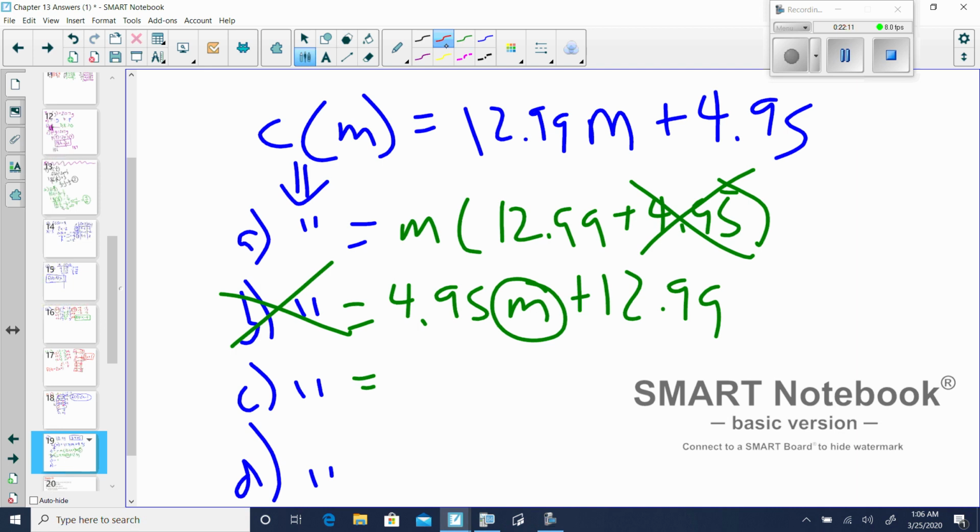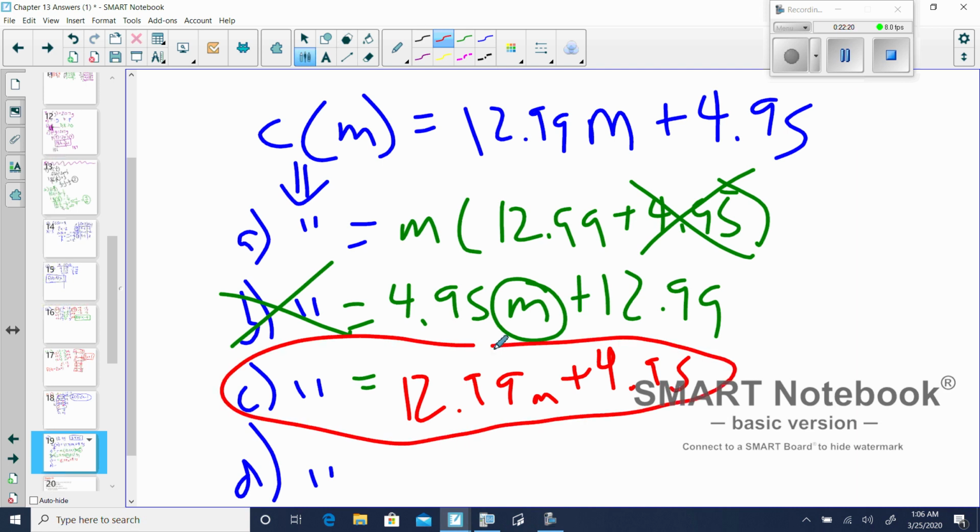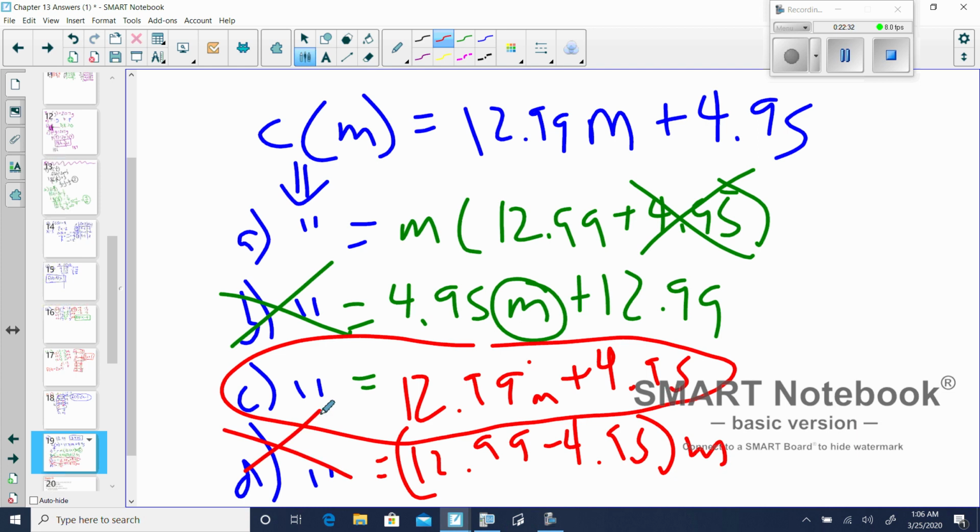We take a look at C, we get $12.99M plus $4.95. Hey, that's what we're looking for. So our winning answer is C. Why is D wrong? Because here, they give us $12.99 minus $4.95, which makes absolutely no sense at all. It's absolutely ridiculous. You're talking about shipping. They're not going to deduct that from the price of every CD. So D is just a nonsensical answer. So your answer right there is C.